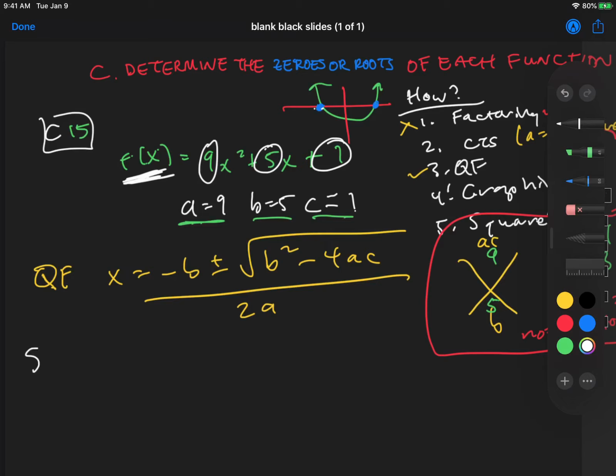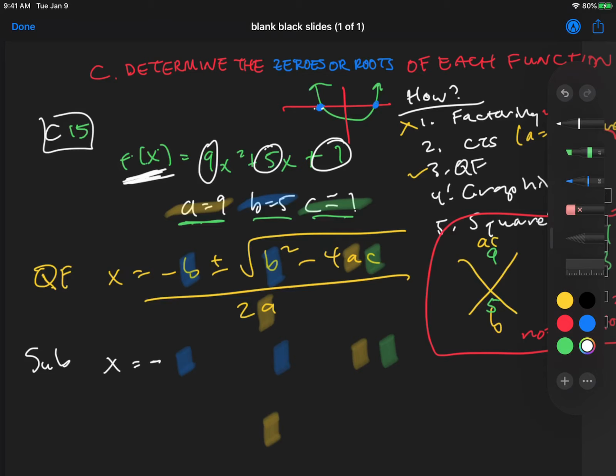All right, we're going to do a substitution. I'm going to use my highlighter here. So every a value here and here, we're going to put in 9. Every b value, we're going to be putting in 5. And every c value, we're going to be putting in 1. Let's go ahead and put those in.